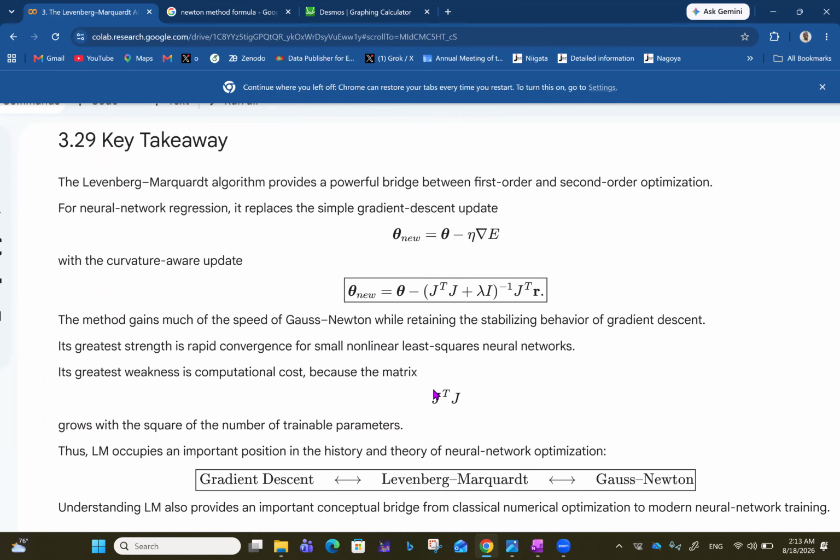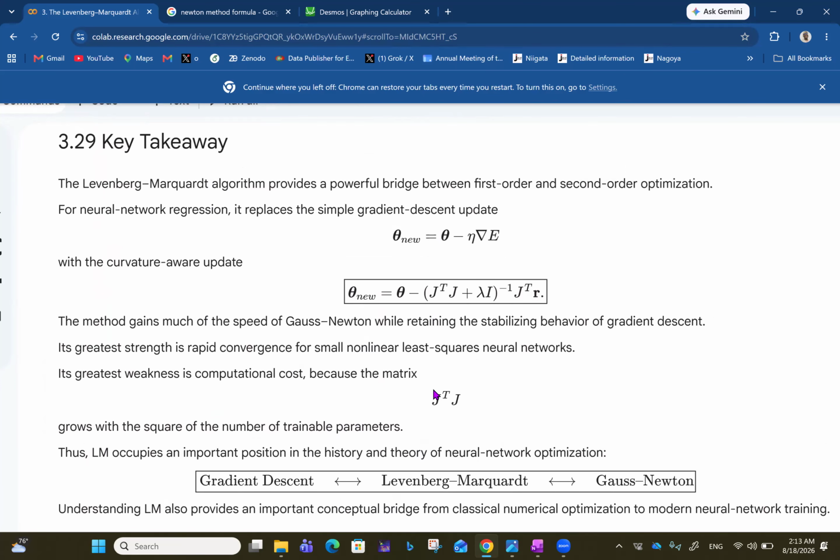So the key takeaways now: the Levenberg-Marquardt algorithm provides a powerful bridge between first order and second order optimization. For neural network regression, it replaces the simple gradient descent update, theta new equals theta minus eta grad E, with the curvature aware update, theta new equals theta minus (J transpose J plus lambda I) inverse J transpose r. So the method gains much of the speed of Gauss-Newton while retaining the stabilizing behavior of gradient descent. You combine the strength of Gauss-Newton and gradient descent together.